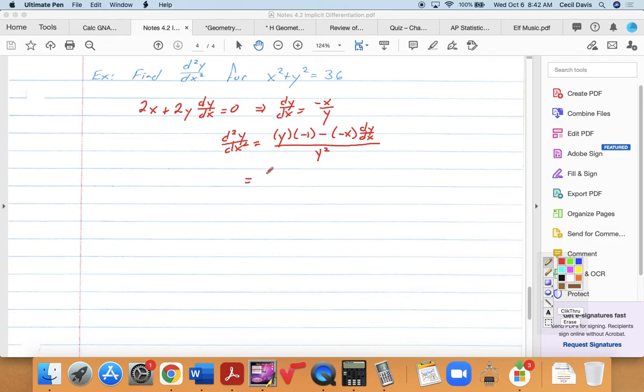Yep. So then that'll be negative y plus x times negative x over y, all over y squared. Multiply by y on the numerator and denominator. Exactly. So it'd be negative y squared minus x squared over y cubed. The end. And the crowd goes wild.